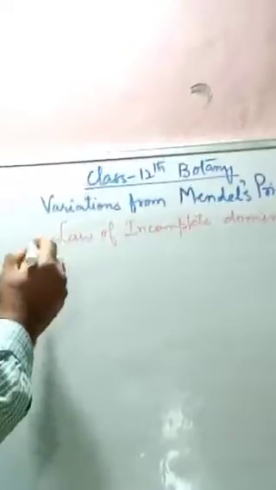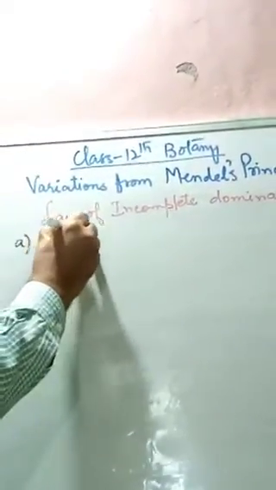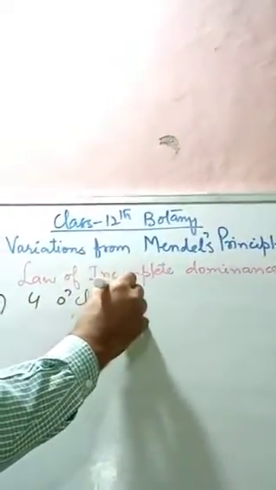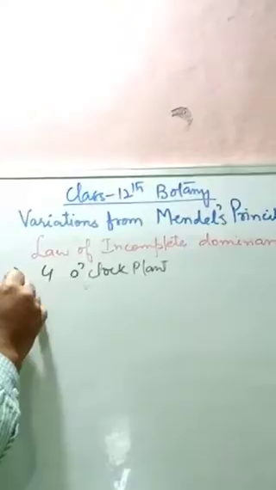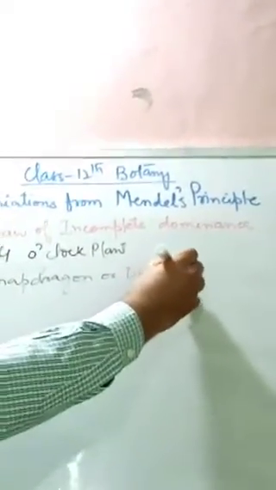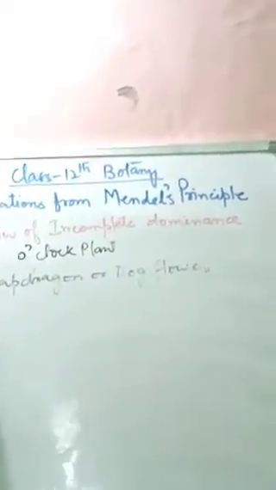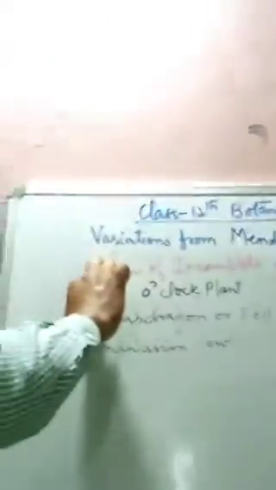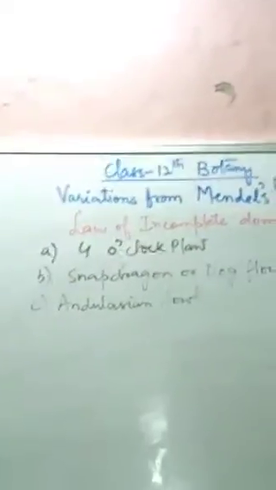We have three well-known examples. First, the four-o'clock plant. Second, snapdragon, or dog flower plant. Then one more, the Andalusian fowl. Now what happens in these? We will study these two, which are almost the same, in which the flower coloration is the same. So let us discuss this one and then the other.